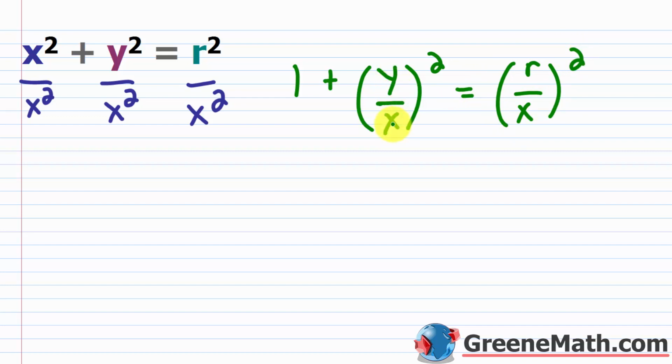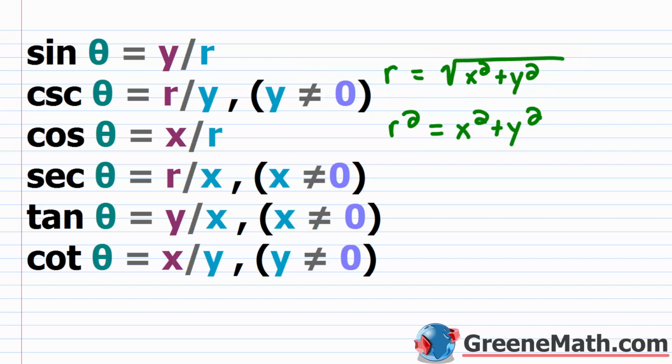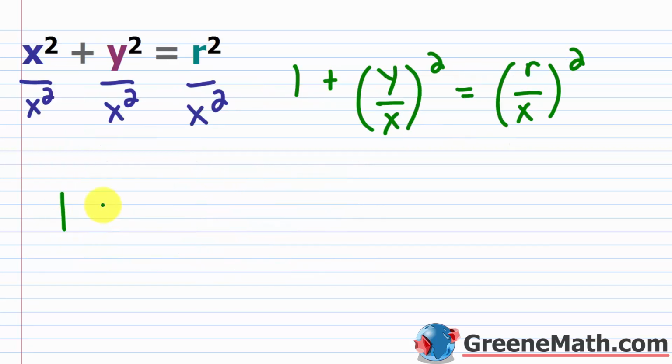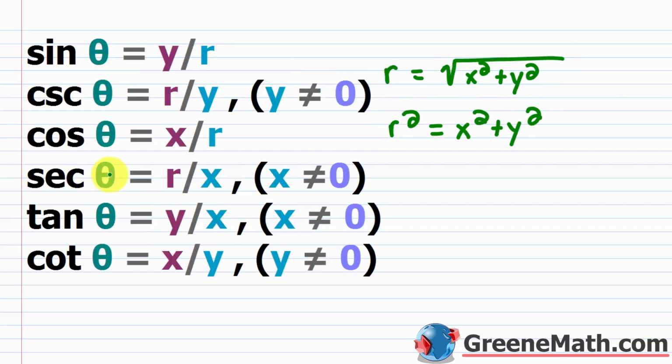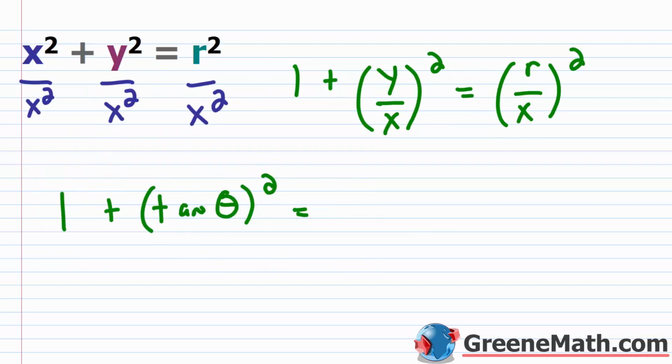What is y over x? We know that this is the tangent of theta. So we go back up, again, y over x is the tangent of theta, so you can replace that. You can say this is 1 plus the tangent of theta, this guy squared, is equal to, what is r over x? Well, r over x is the secant of theta. So we go back and we say this is the secant of theta, this guy is being squared.